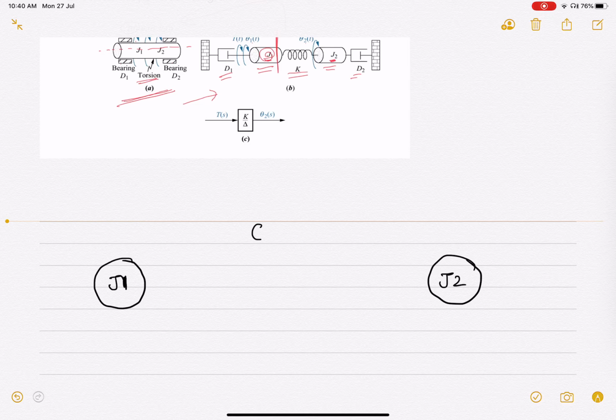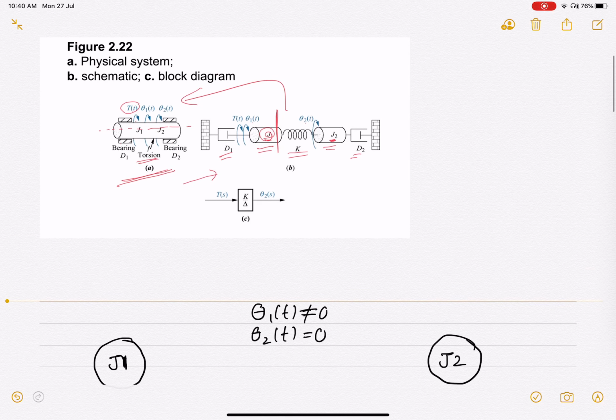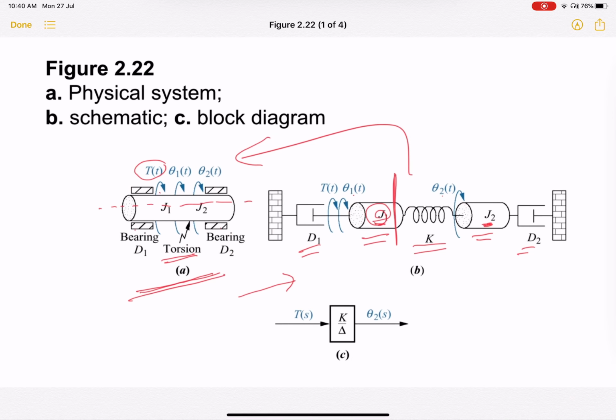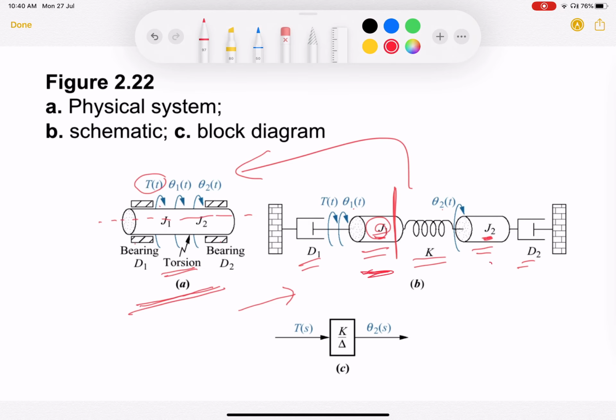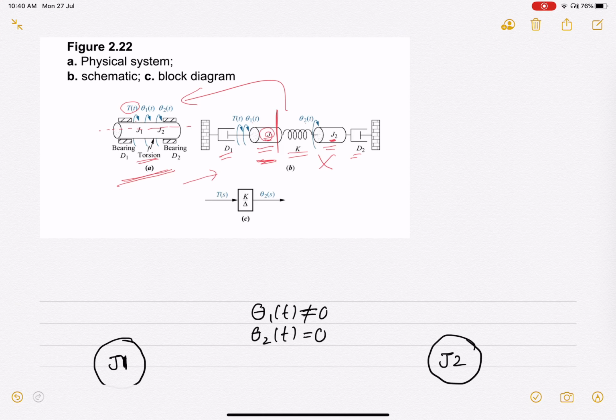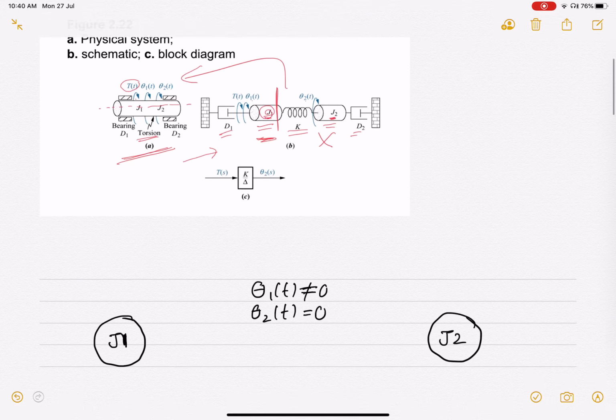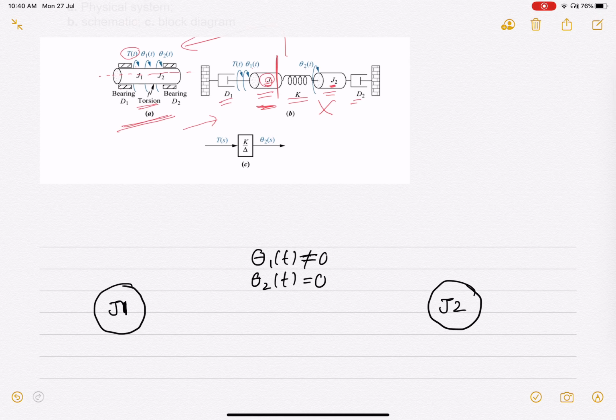So the first case would be when theta 1t is not equal to 0 and theta 2t is equal to 0. So you are allowing one of the two motions. You're allowing this to move, and you are not allowing this to move. So in that case, what are the forces? We have to draw the torques, in the counterclockwise or the clockwise direction.